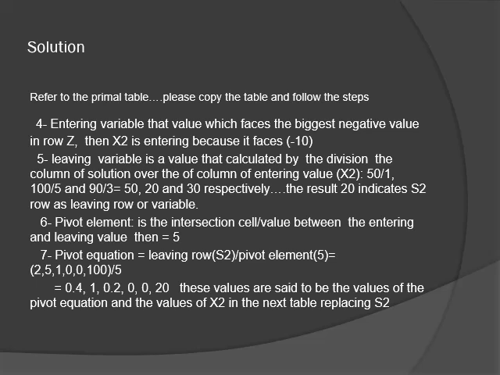Now, we found 50 over 2, 100 over 5, and 90 over 3, respectively equal 25, 20, and 30.